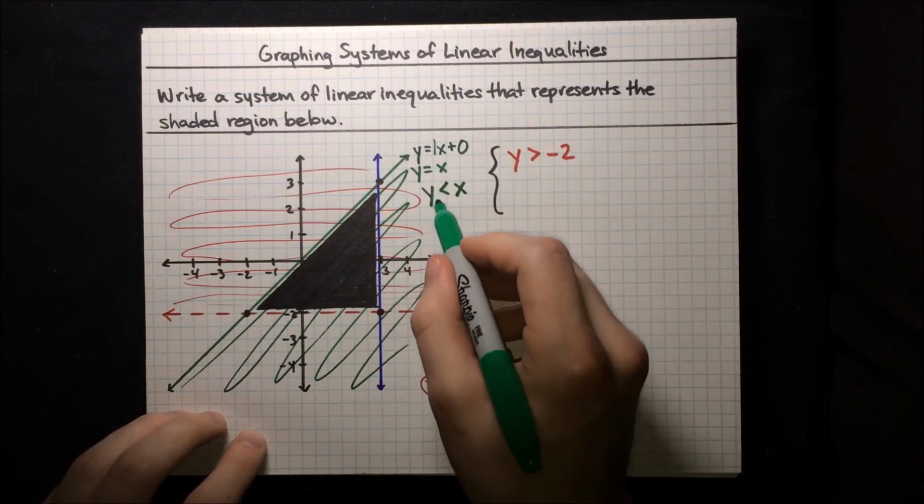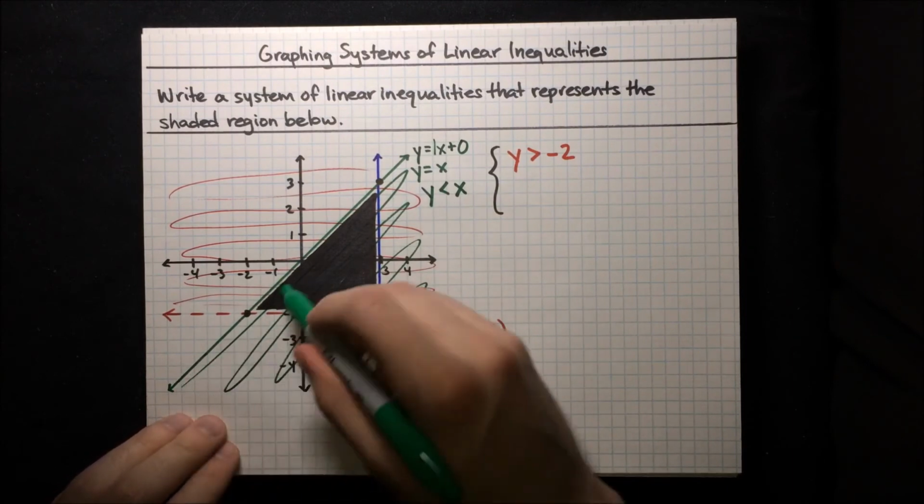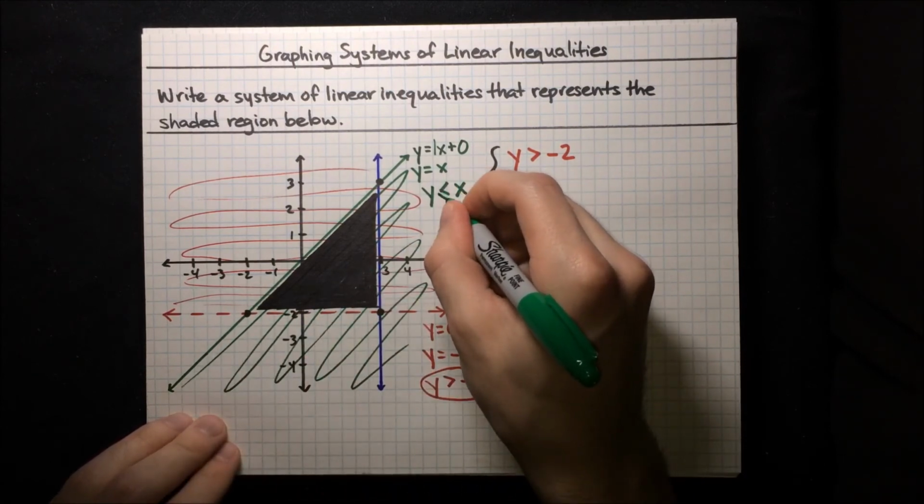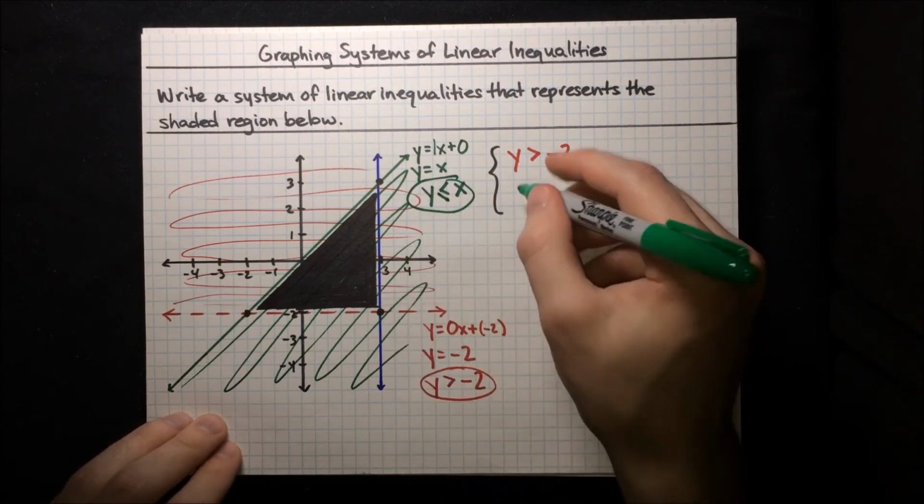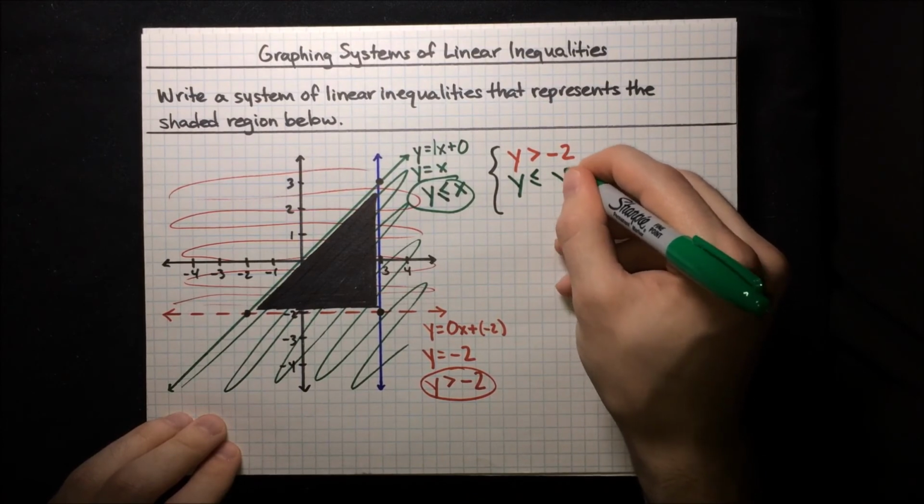And last thing, do we want equality here? Well, look at the line. Since it is a solid line, we should have equality. y should also be allowed to be equal to x. So y is less than or equal to x. That's going to be our second inequality, and we'll write that in here. y is less than or equal to x.